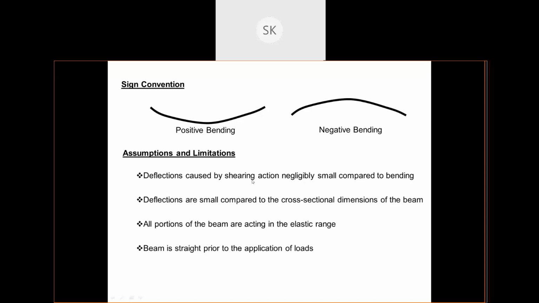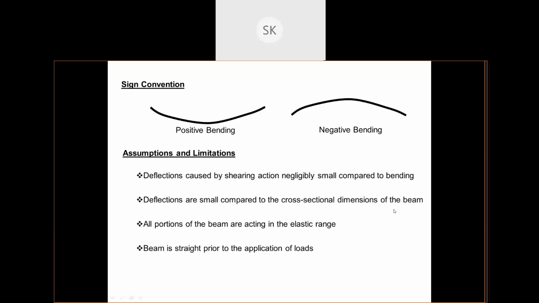So now we are not concerned about shear force or shearing forces. We are only considering the bending. Okay. And deflections are small compared to the cross-sectional dimension of the beam. So whatever you get, the deflection is very small compared to the cross-sectional dimension. If you get large deflection, you will be thrown out of your job if you are in the field. Okay, the deflection is very small compared to the cross-section.